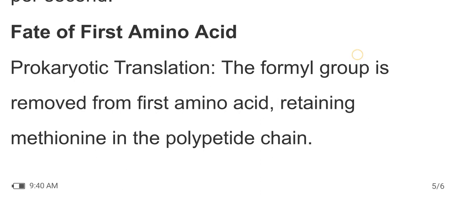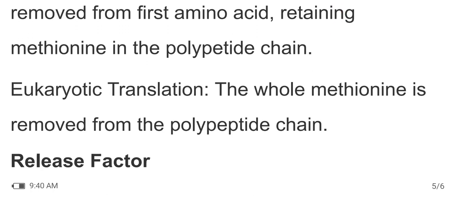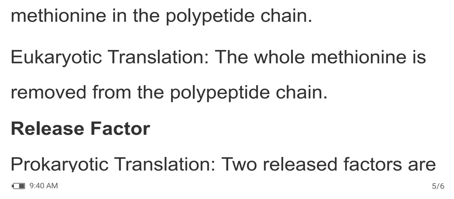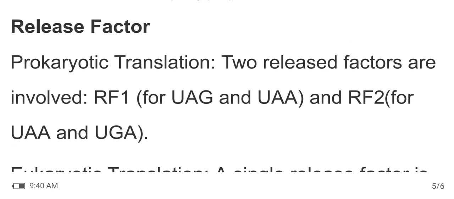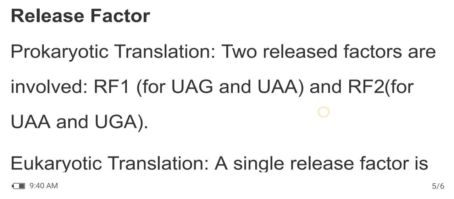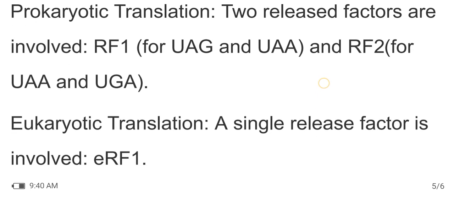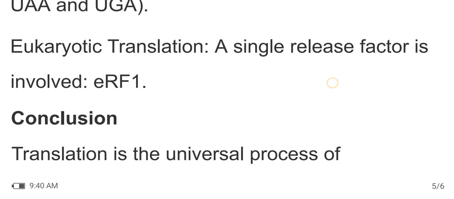Fate of the first amino acid: in prokaryotic translation, the formyl group is removed from the first amino acid, retaining methionine in the polypeptide chain. In eukaryotic translation, the whole methionine is removed from the polypeptide chain. Release factors: in prokaryotic translation, 2 release factors are involved, RF1 for UAG and UAA, and RF2 for UAA and UGA. In eukaryotic translation, a single release factor is involved, ERF1.